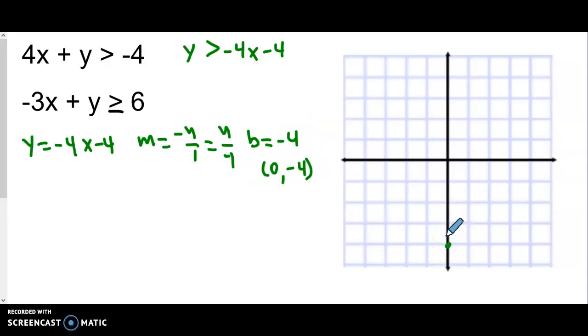Here we go. I can't go down, so I have to go up. I have to use it the second way. 1, 2, 3, 4 up, 1 left. And that is why, people, I like writing it both ways, because I don't know at the beginning what space I will have available. According to the original inequality symbol, this should be a dotted line.